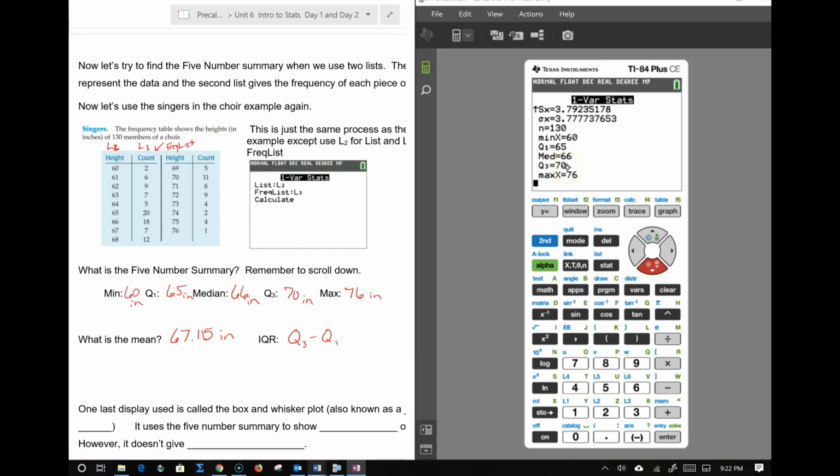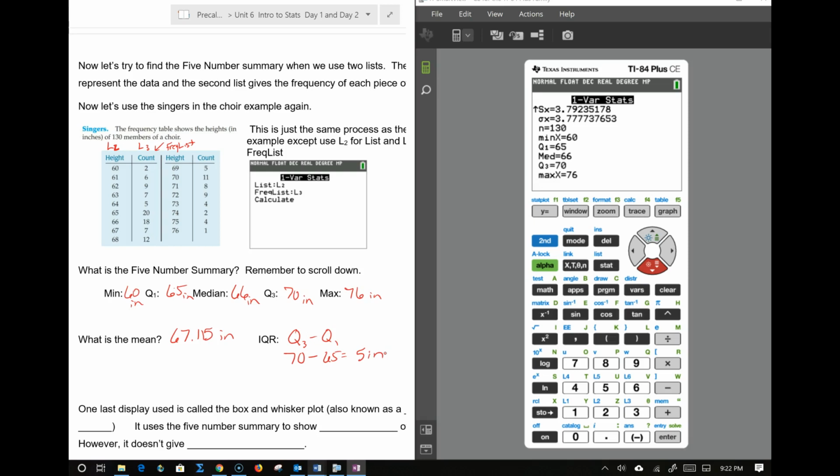And notice all my stuff is labeled. The statistics you have to label. You got to express and communicate what you really know. So we have here 70 minus 65. That should be 5 inches. So think about this. 50% of my data is within 5 inches of each other. 50% of my data is smack dab between 5 inches. Kind of cool.